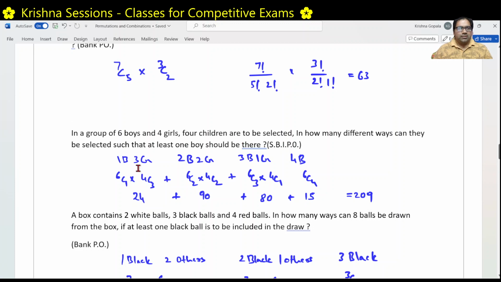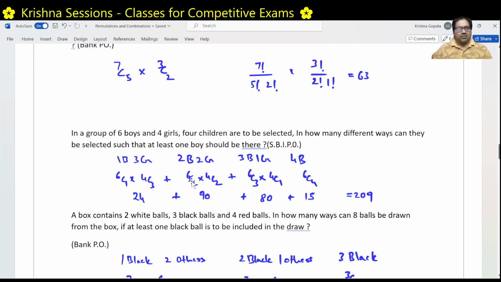So what are the various possibilities? Either one boy, 2 boys, 3 boys, or all 4 are boys. Those are the possibilities. We have to choose such that at least one boy is there. All 4 girls is not a possibility. So either one boy and 3 girls, or 2 boys and 2 girls, or 3 boys and 1 girl, or all 4 boys. These are all the 4 possibilities. Now, independently, we can solve these. Out of 6 boys, we have to choose one boy and 3 girls out of 4. Like the previous example, 6C1 into 4C3.